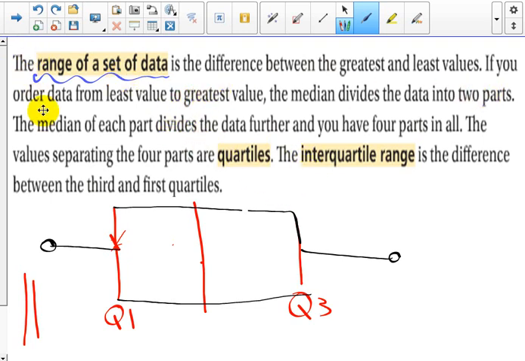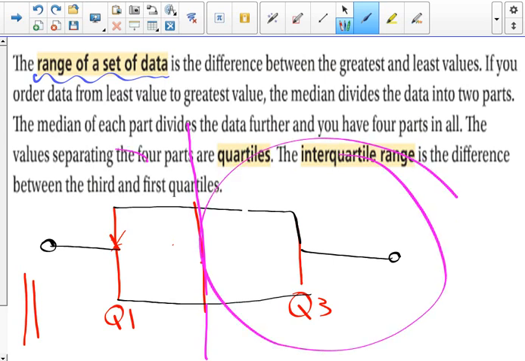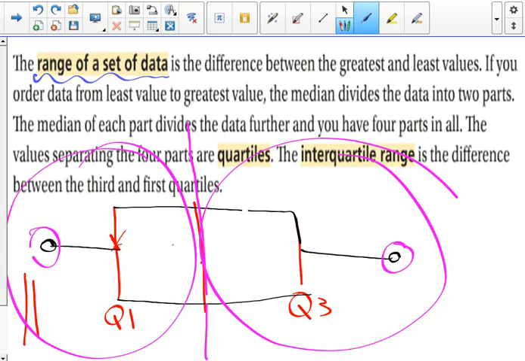If you order data from your least to greatest value, the median will divide your data into two parts. Everybody agree? If we find the middle and mark that, we've got this set and we've got this set. Well, that's what a box and whisker plot does. The first thing we do is put them in order. There's your least number and your greatest number. And then you find the median, and that's your middle mark.